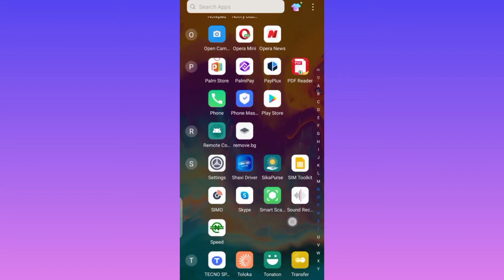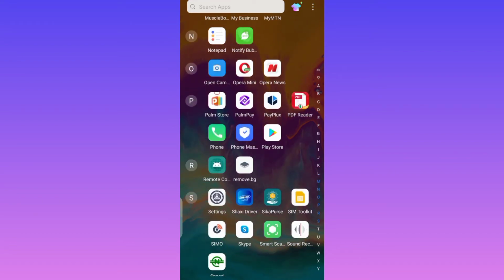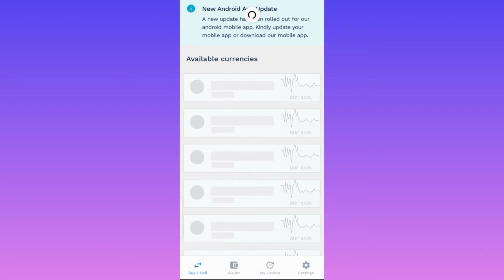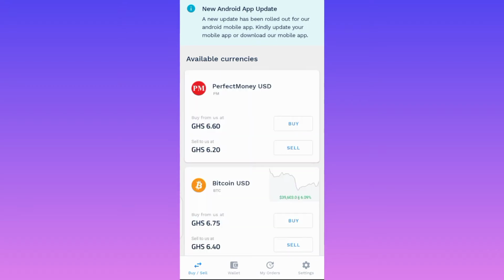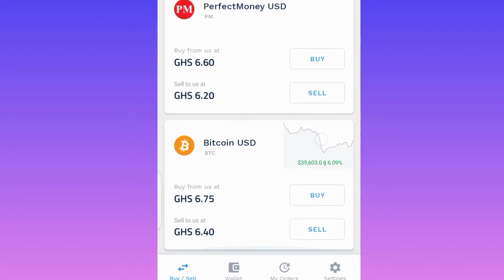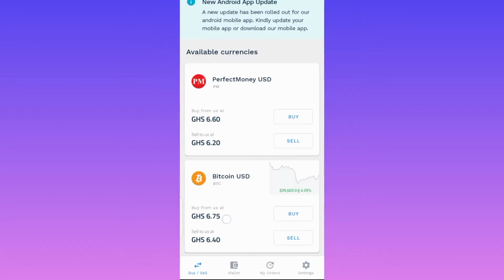I like payplux because it's simple and it's very fast to use. So over here, they sell perfect money and they also sell Bitcoin. So because I'm interested in Bitcoin and I want to buy Bitcoin, I'm going to tap here and buy Bitcoin. And the prices you see here simply mean that for payplux, if you want to buy Bitcoin, they are selling Bitcoin. $1 is equal to 6 cedis 75 pesewas.